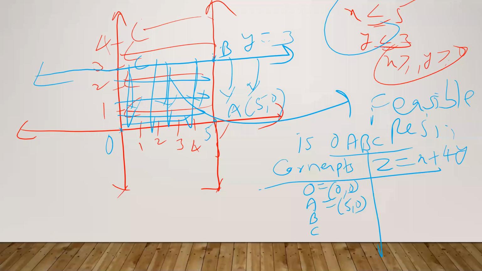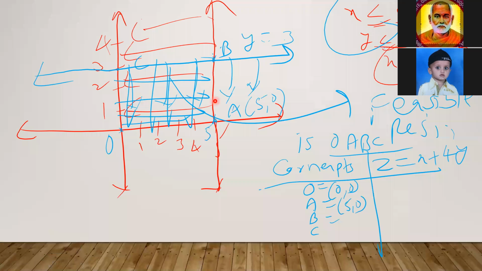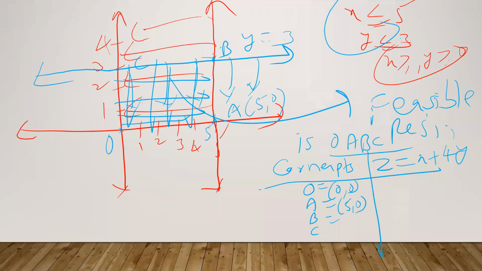What are the coordinates of B? What is the x coordinate of B? 5, and the y coordinate is 3. See, look here. The x coordinate of B is 5 and the y coordinate of B is 3. So B is 5 and 3. And what is C? This point is C. Its x coordinate is 0, y coordinate is 3. So we have written all the coordinates. If you have graph paper, you can easily find the coordinates. Now find the value of z at each of these points.